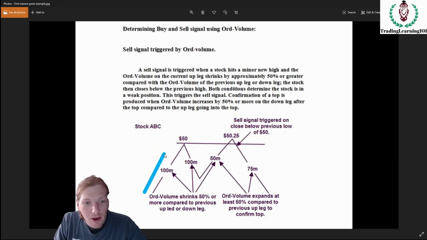Right here, we have our up leg up to the high of $50, and it did it on an average volume of 100 million. Stock pulled down. This is the swing down right here, and it swung down on an average of 100 million in volume.